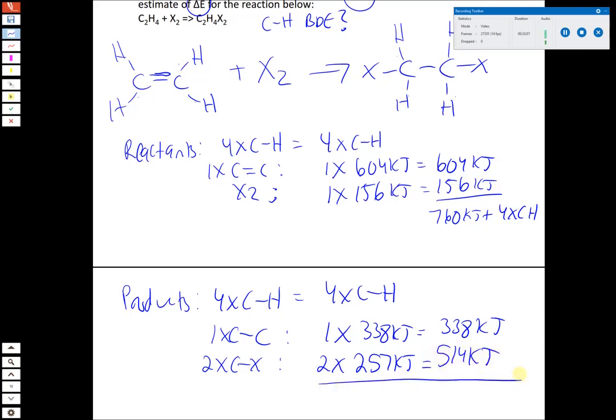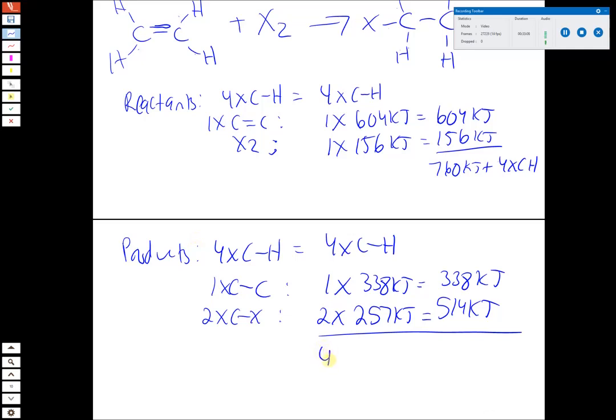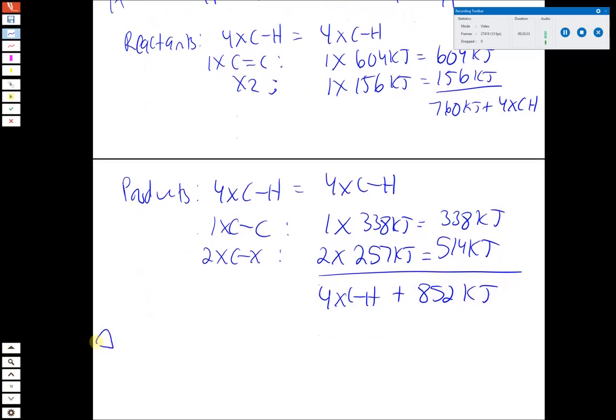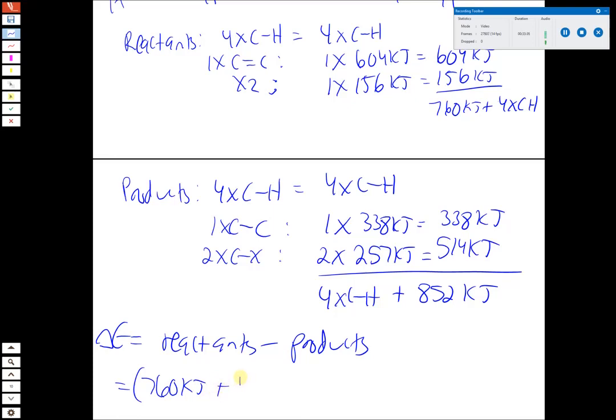So on the product side, we do four CHs, and then the number here is 338 plus 514, which is 852. All right, and then again, if we want to do delta E, using this approach, it's reactants minus products. Sum of the bond energy of the reactants minus products. And so what we get on the reactant side, as we said, was 760 kilojoules plus 4 times whatever the CH bonds are. We subtract from that 852 kilojoules plus whatever 4 times the CH bonds are.